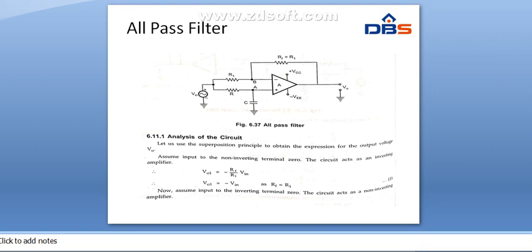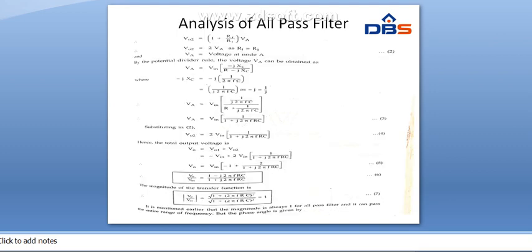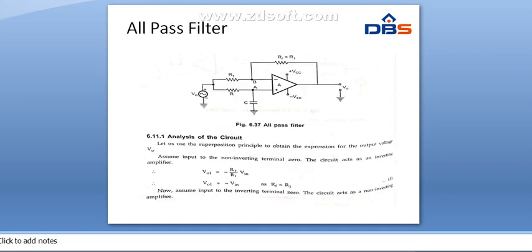In the second case, assume the input to the inverting terminal is 0, then the circuit acts as a non-inverting amplifier. For the non-inverting amplifier, the output V02 is 1 plus Rf by R1 into Va. So V02 equals 2Va if Rf equals R1, where Va is the voltage at node A.